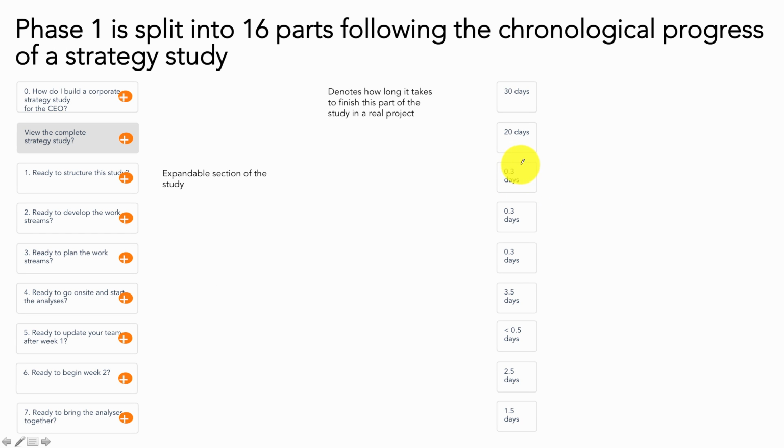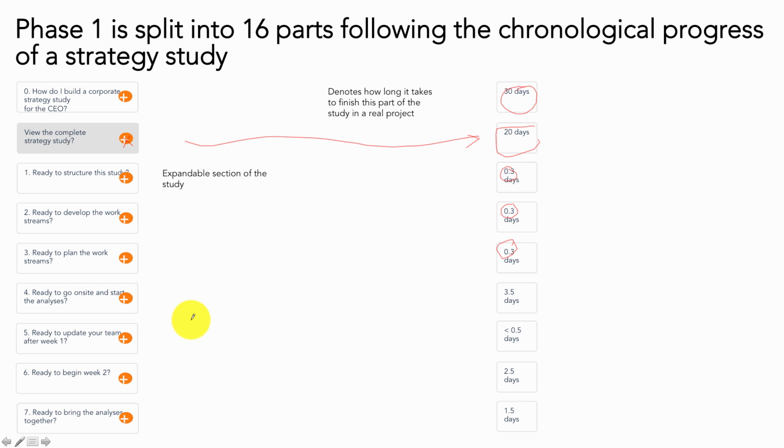If you go back here, you can see that step 1 is 0.3 days, step 2 is 0.3 days, step 3 is 0.3 days, which adds up to roughly 1 day. Now, the way it works is that each of these blocks tell you how long it takes. So to build a relationship with the CEO and get him to agree to the work took 30 days. The entire study took 20 days, 4 weeks. And each part, we've numbered it here. So if you want to click on the entire study, you click on that, and everything opens up.